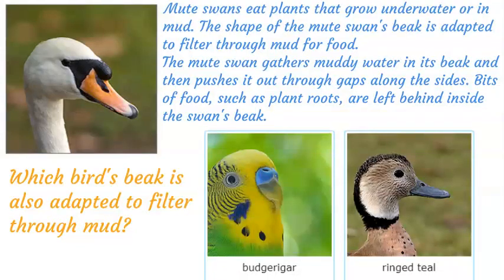Look at the picture of the mute swan. The mute swan has a wide, flat beak. Its beak is adapted to filter through mud. Now look at each bird. Figure out which bird has a similar adaptation. You should notice the ringed teal has a wide, flat beak. Its beak is adapted to filter through mud.